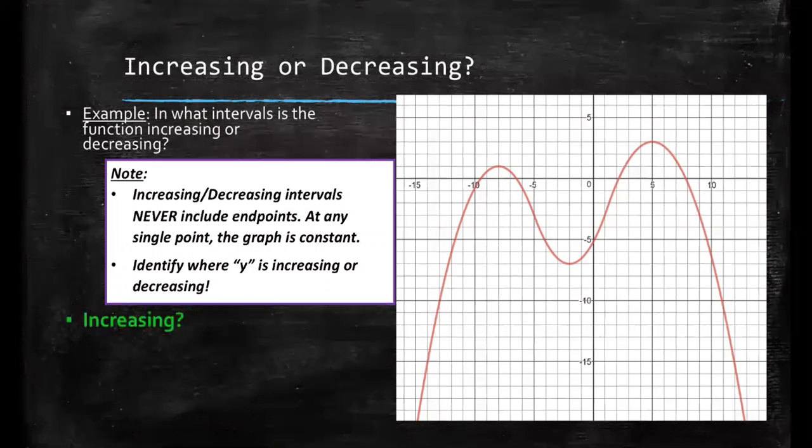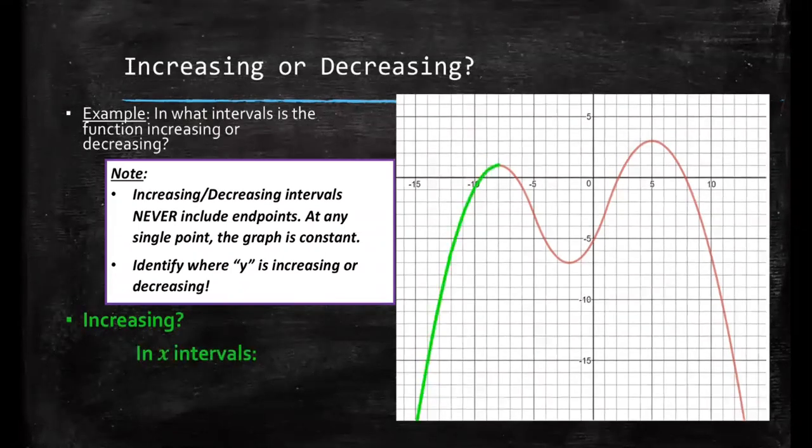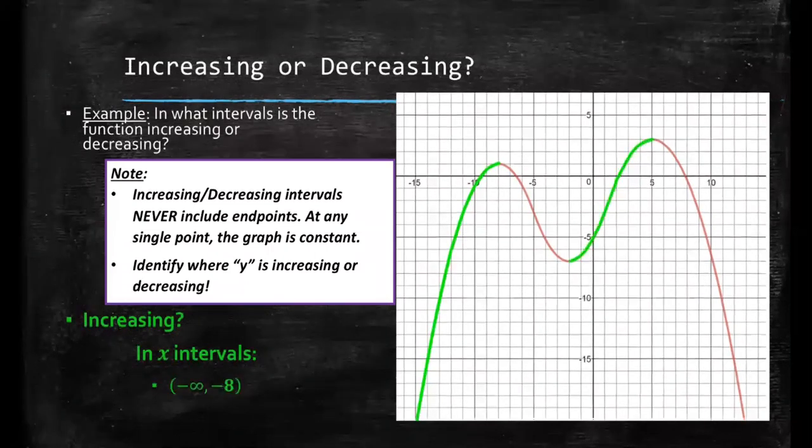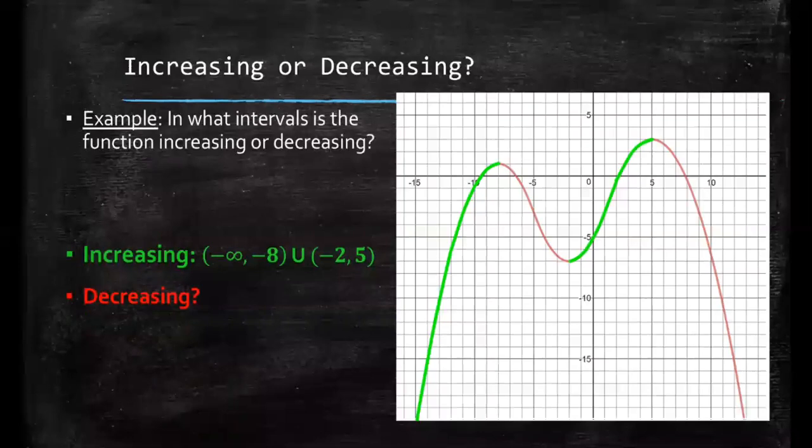All right, so did you get that increasing interval correct? Hopefully you were looking at that interval and the next interval there that's highlighted. So we're increasing in the intervals negative infinity up to -8, and then again from -2 to 5. But again, I will not include those endpoints by putting brackets. I will only have those two intervals, and then I can join them with a union sign for my final answer.